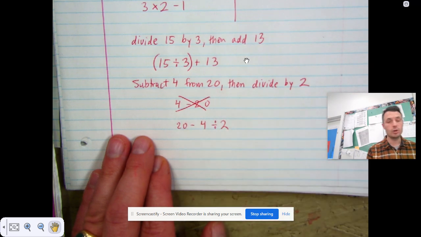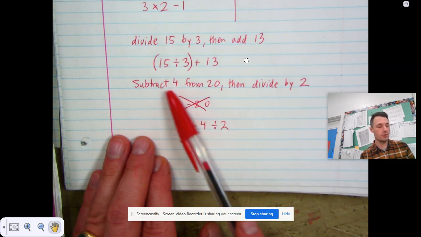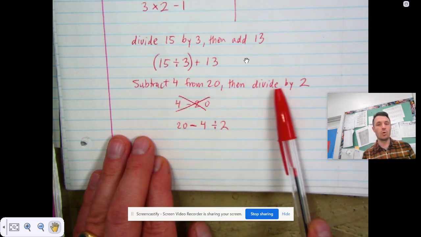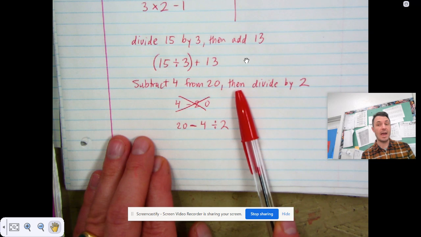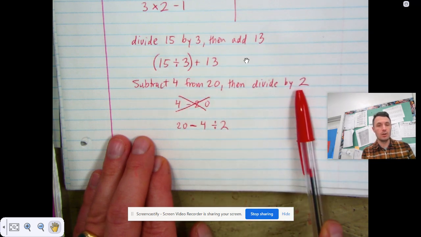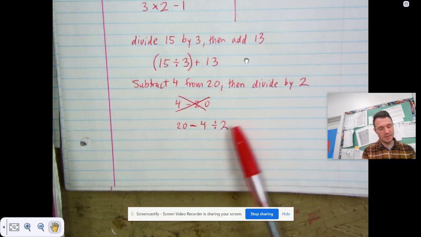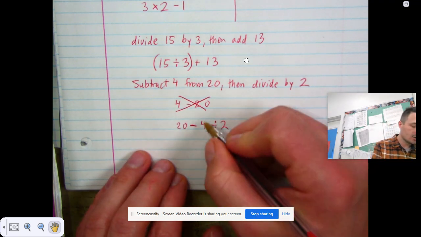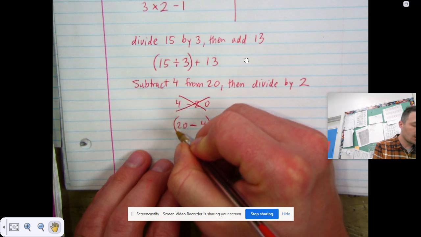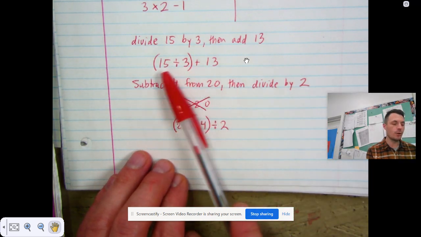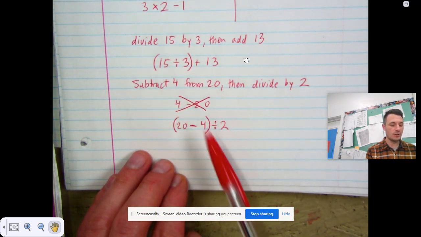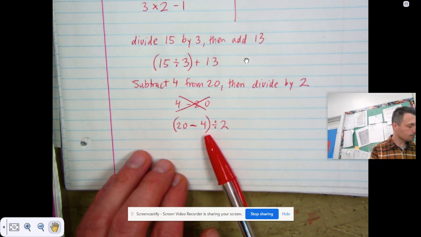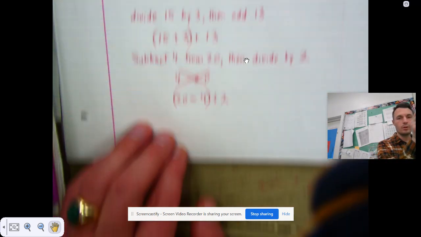Now this is a situation where I absolutely need parentheses because I'm supposed to do the subtraction before the division, because it says then after this divide by 2. And if I don't put parentheses, division comes before subtraction in the order of operations. So I absolutely have to put parentheses here. I did not need to put these parentheses here, but I do need these ones. Okay, let's do one more of those.